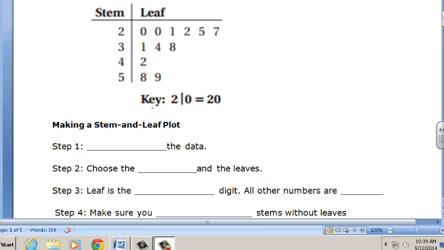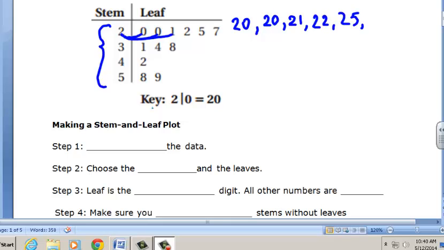Now these numbers on the left are called the stem, and all these numbers are the leaves. And this is how it's read. The first number is 20, then we have a 20 again, then we have a 21. So this is how we write it if we had to write it over: 20, 20, 21, 22, 25, 27, 31, 34, 38, so on and so forth. Is that making sense?